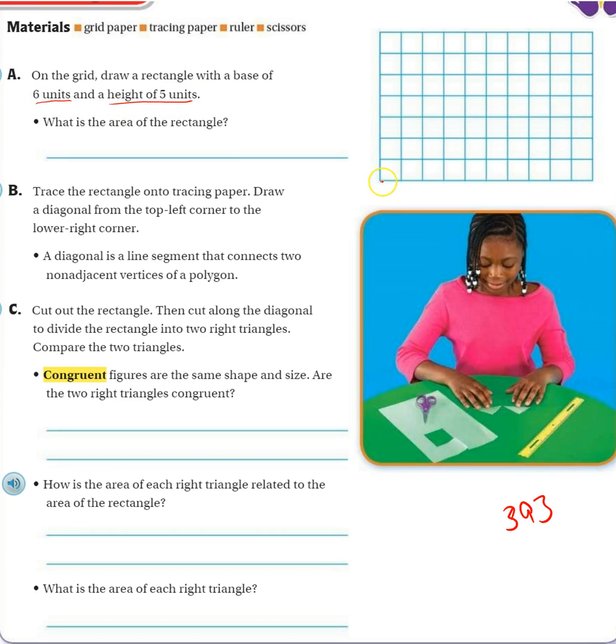Okay, so base of 6: 1, 2, 3, 4, 5, 6. Let's see if I did that. 1, 2, 3, 4, 5, 6. Yep. And a height of 5: 1, 2, 3, 4, 5. So there's my rectangle.